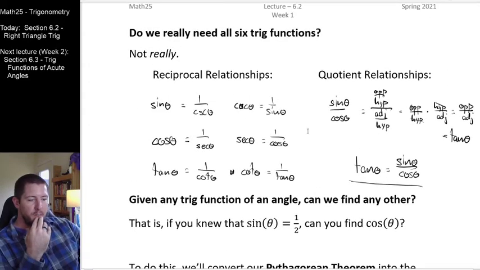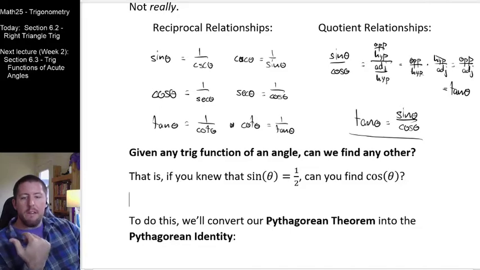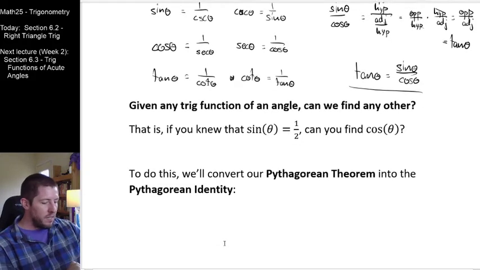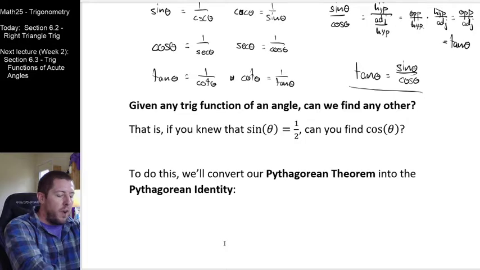Based on these relationships that we're looking at right here, one of my questions might be, if I know a trig function of any given angle theta, can we find the others? If I knew, for example, that sine of theta is 1/2, could I determine what cosine of theta is going to be? To do this, we're going to come up with 2 different techniques. One is that we can convert what we know about the Pythagorean theorem into information about what we will call the Pythagorean identity. I emphasize "the" because there are actually going to be 3 Pythagorean identities, but let's not get ahead of ourselves. What I want to do is convert this Pythagorean theorem information into information about angles rather than information about side lengths.